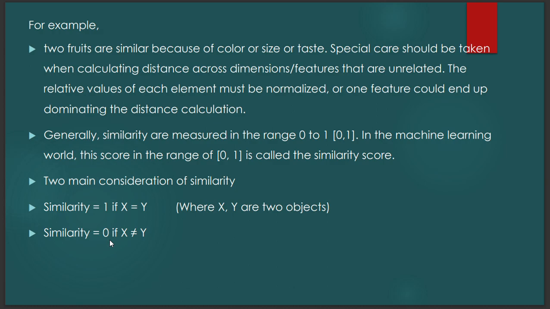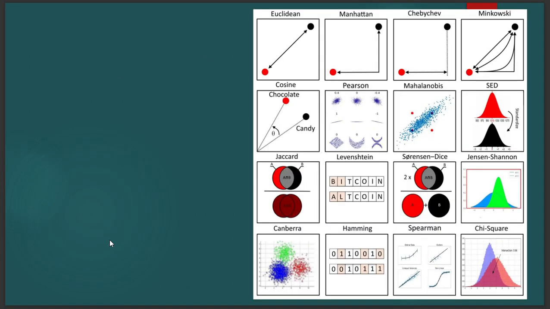Generally, similarity is measured in the range 0 to 1. In machine learning, this score in the range 0 to 1 is calculated as the similarity score. There are two main considerations of similarity. Similarity is 1 if x is equal to y. Similarity is 0 if x is not equal to y, where x and y are two objects.